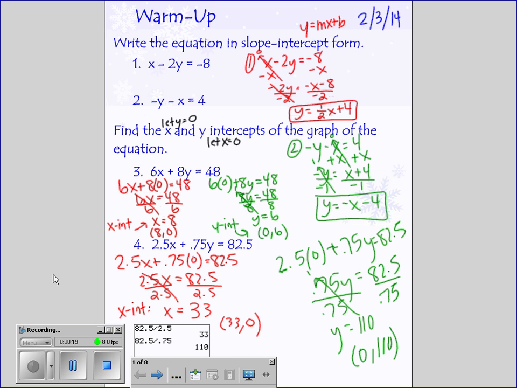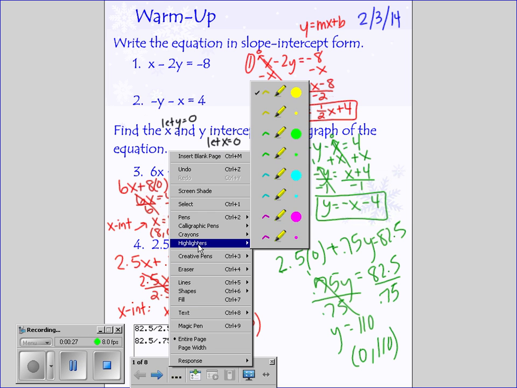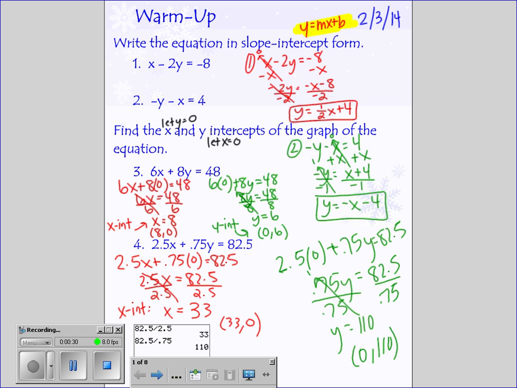So again, the equation in slope-intercept form is y equals mx plus b. We have to make sure we get our equation in y equals mx plus b form, so you have to manipulate your equation to put it in that form. For the x and y intercepts, for the x-intercept, you have to let y be 0. That's what we did here for our x-intercept. We got x equals 8, or (8, 0). And for the y-intercept, we had to let x be 0, which is what we did here, and we worked it out. Our y-intercept is (0, 6), or y equals 6.